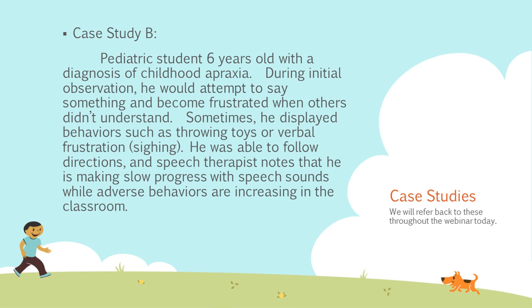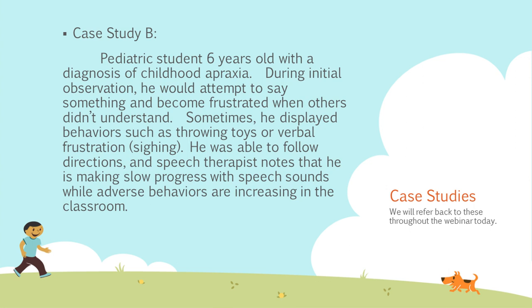During my initial observation, I observed that he became very frustrated when others didn't understand him. Teachers were reporting some behaviors such as throwing toys, or I noticed he would verbally sigh, a very frustrated sigh, and just give up when he tried to communicate and others didn't understand. The speech pathologist told me that the intervention she was doing for apraxia, he wasn't really making a lot of progress.